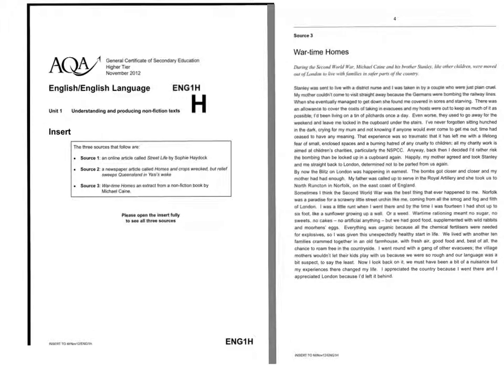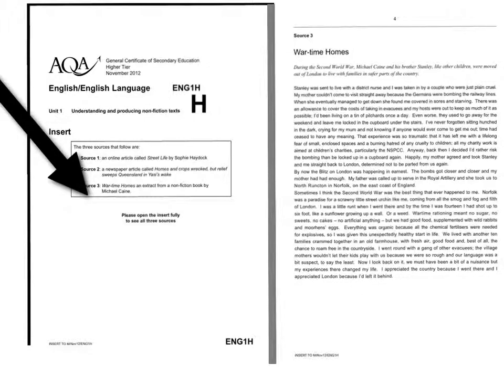Today we are going to look at a past paper from the November 2012 GCSE English paper. To start with, for question 3 you always need to have a look at source 3. So to start with, the best thing to do is to have a look at the front of the insert paper, which explains where each source comes from. So in this case we're going to have a look at where it says source 3 here, and it says Wartime Homes, an extract from a non-fiction book by Michael Caine.